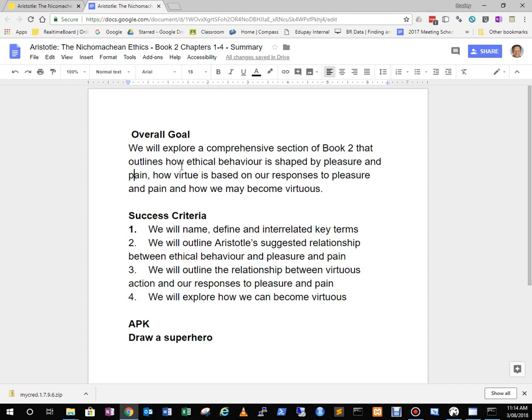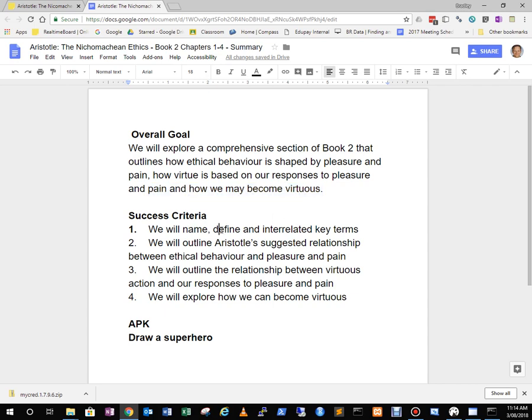Okay? Then logically following from that, we need to look at virtuous behavior and how it relates to our responses to pleasure and pain. And then once we've looked at that, how do we become virtuous? They're the three things we're trying to look at.